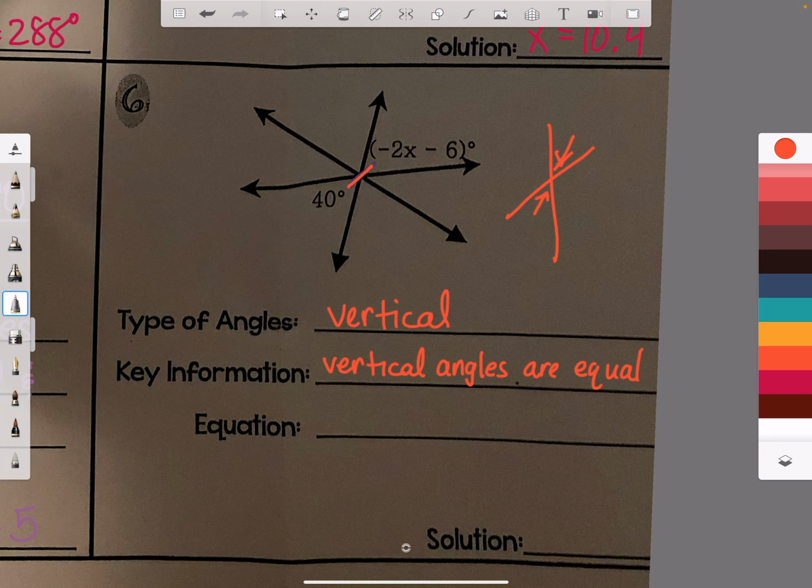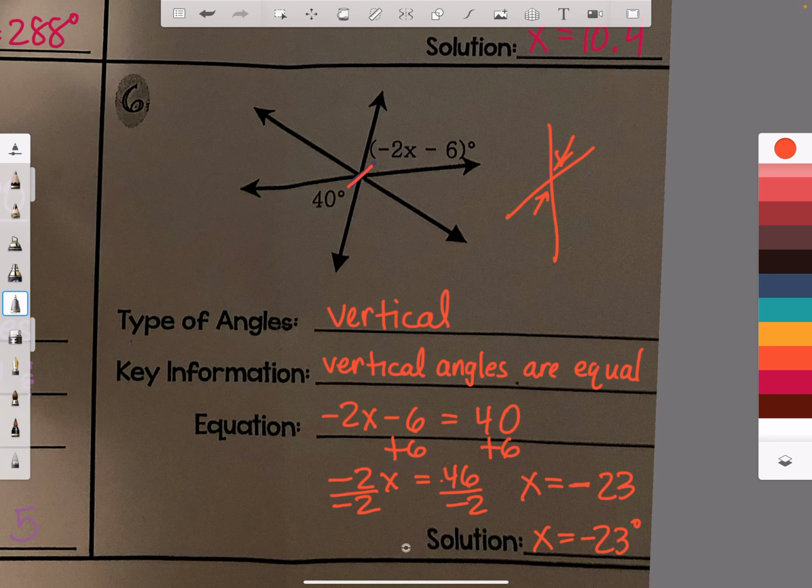So we've got negative 2x minus 6 equals 40. And to solve that, we're going to add 6 to both sides. We get negative 2x equals 46. And divide by negative 2, and we get x equals, the answer is going to be negative because a positive and a negative make a negative when you're multiplying or dividing. And 46 divided by 2 is 23. So the solution is x equals negative 23 degrees.